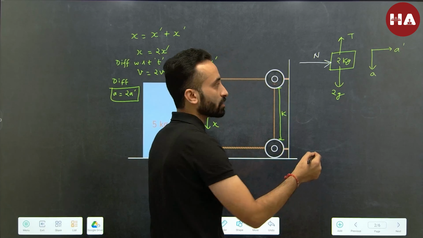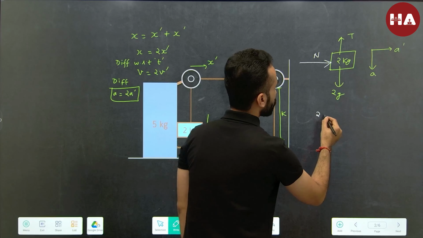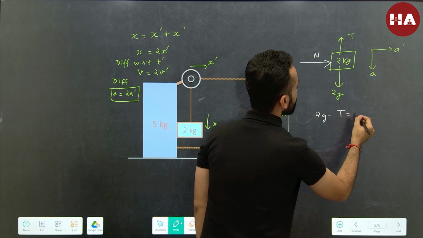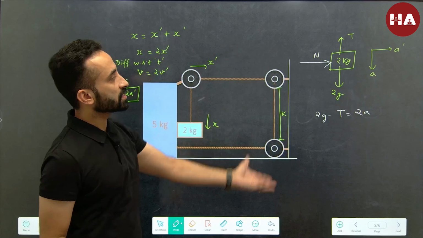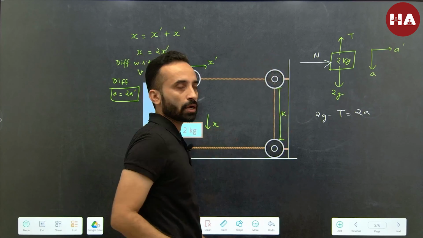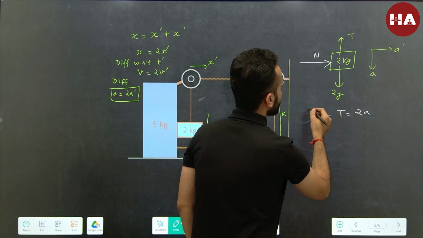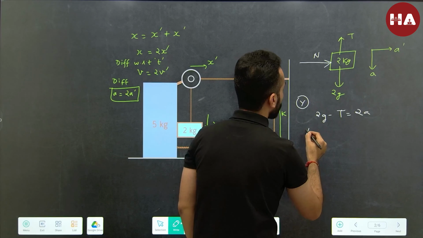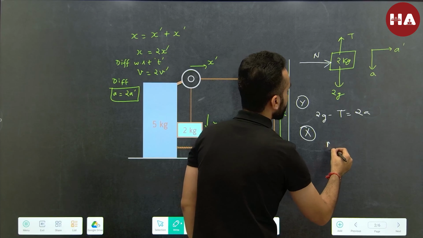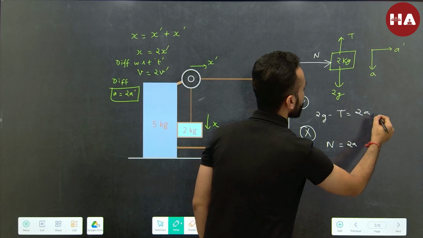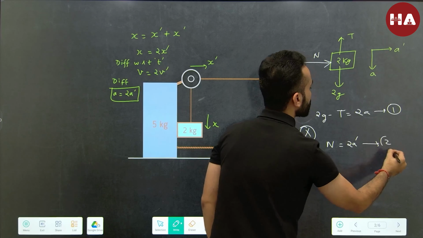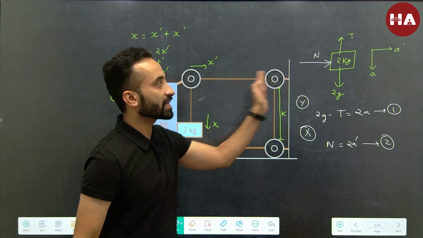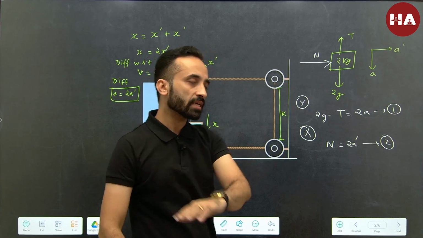Now can we write the equations in x and y? So what would we write? 2g minus T equals 2a. Why? Because it is descending downwards. This is for the y direction. What about the x direction? You would write N is equal to 2a dash. This is the first equation, and this is the second equation, where a dash is the acceleration in the x direction.